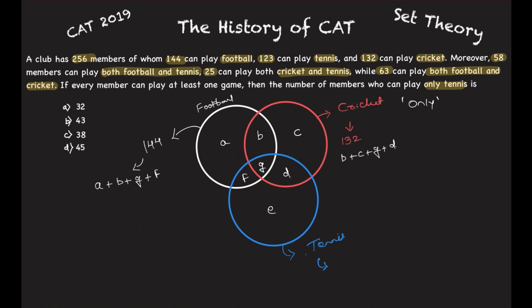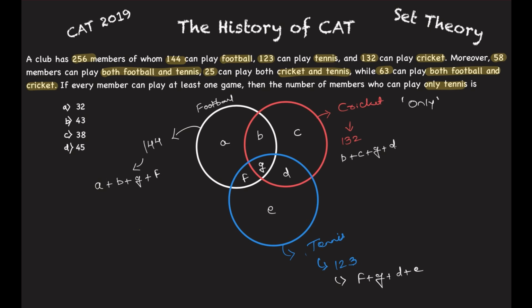Now this tennis becomes 123. Correct. So what will be the understanding of this? If this is cricket, only cricket, cricket and tennis, cricket and football, and cricket and football and tennis, that is equal to a total of 132. That is being given here. Tennis is 123, we write it as 123 now. What does this 123 stand for? F plus G plus D plus E. That is what this 123 stands for.